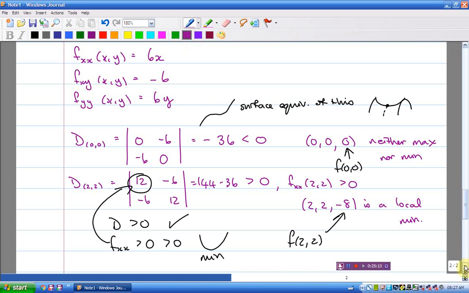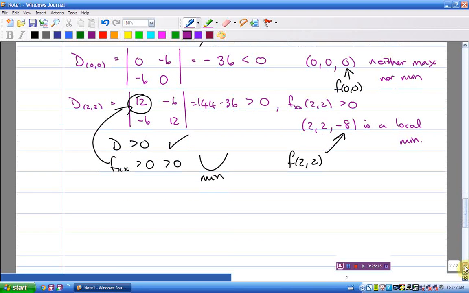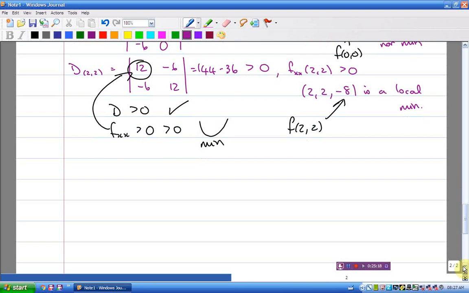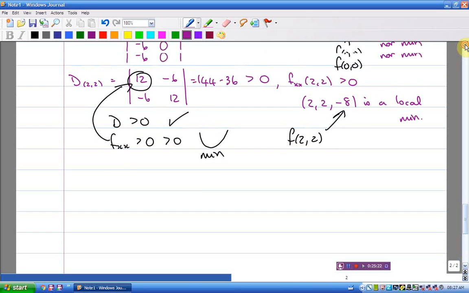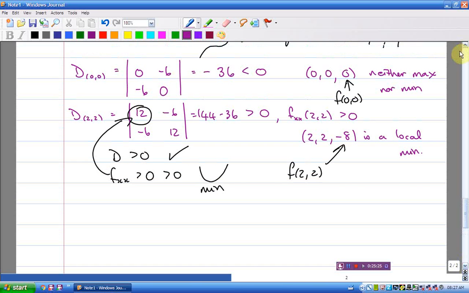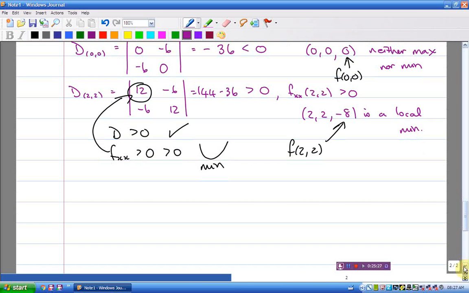Compare this to Stokes' theorem, flux problems. If you get something like this in the exams, it's very nice.